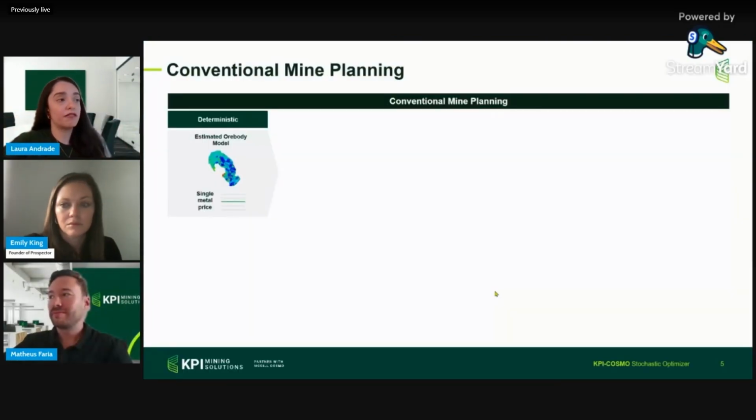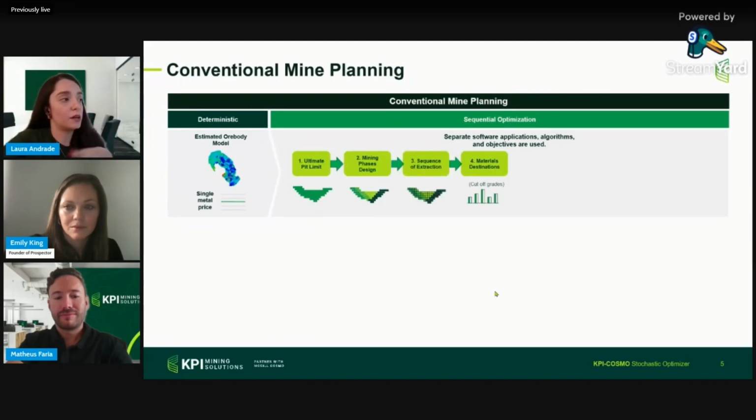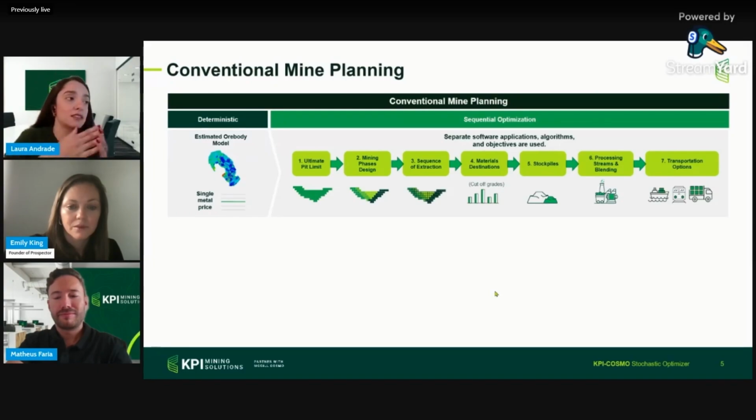So what we do with conventional mine planning, I guess most of the people joining our talk will understand very well how it works. We start with the estimated model, and then we have different software, tools or packages to do each of these steps. So we start with the pit limit, then we define phases. Based on the phases, the extraction sequence, then cutoff, then some stockpiling decisions, processing stream decisions, and sometimes transportation options.